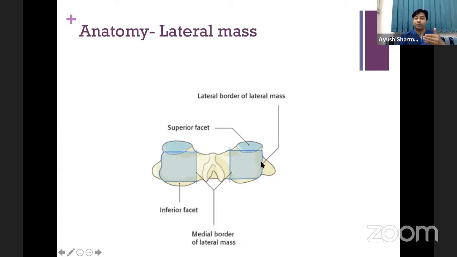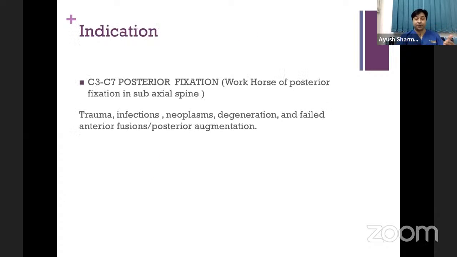But actually, when you're putting the screw, you have to imagine it in a three-dimensional way. So basically, it is not a square, but a cube. And it is a cube in which you are putting the screw. So this three-dimensional anatomy is very important if you want to place a good, safe lateral mass screw.